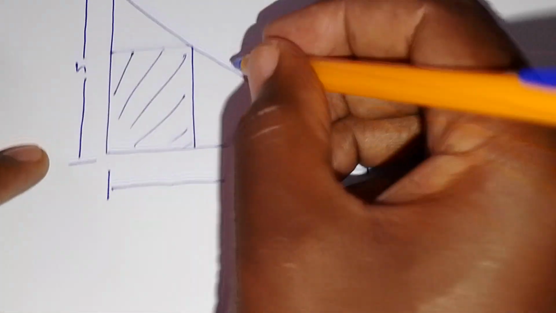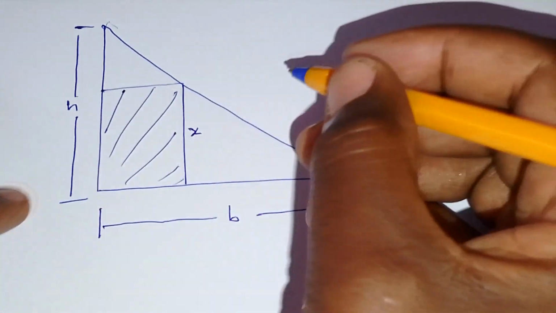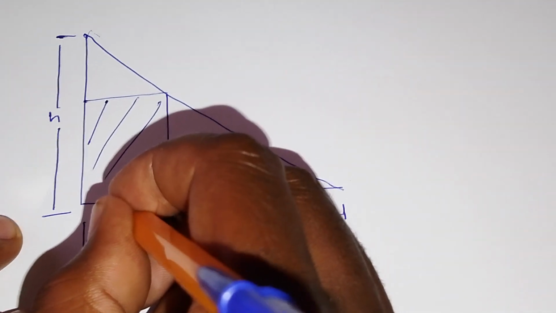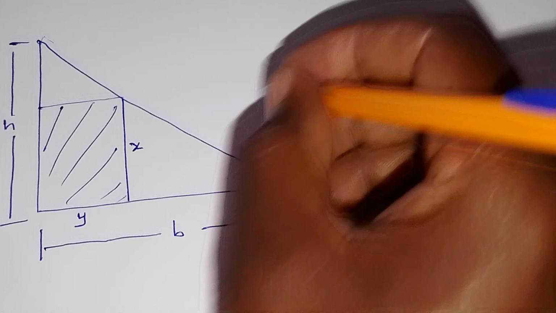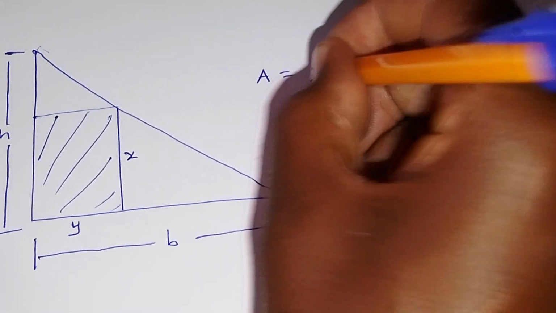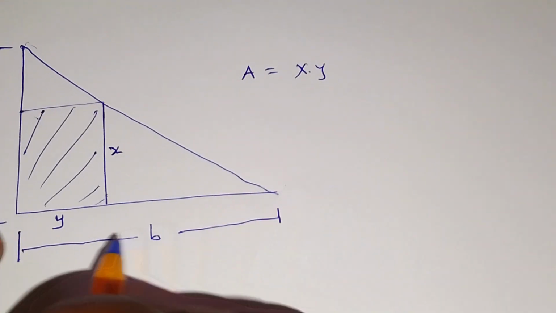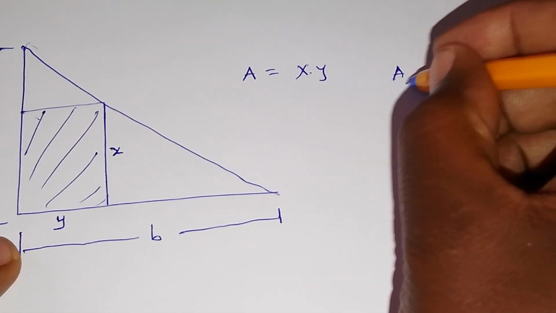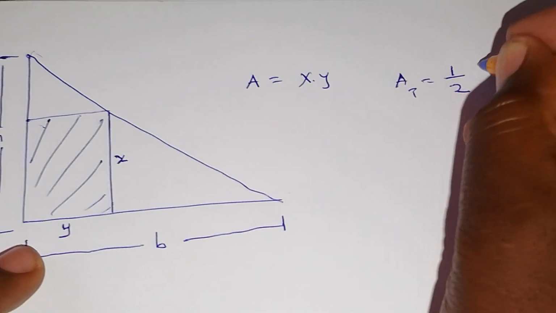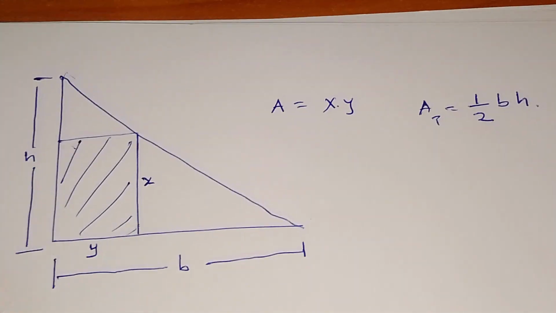Okay, so that now the length of the rectangle is x and the width is y. Just a reminder, the area of a rectangle will be xy, because it will be length times width. And the area of a triangle, it's good to note, is half base times height. Those two are going to be handy in our process.